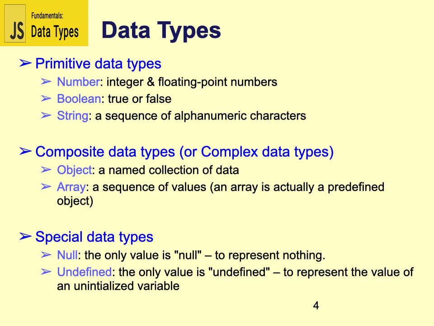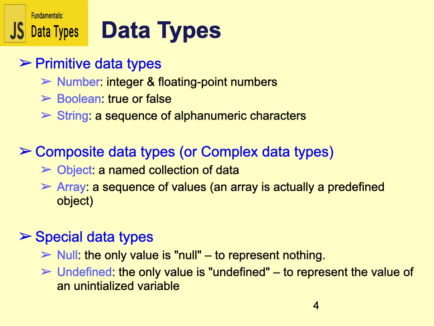Composite data types or complex data types. There are two different types of composite data types: objects and arrays. An object is a named collection of data. An array is a sequence of values. An array is actually a predefined object. We will discuss it later.